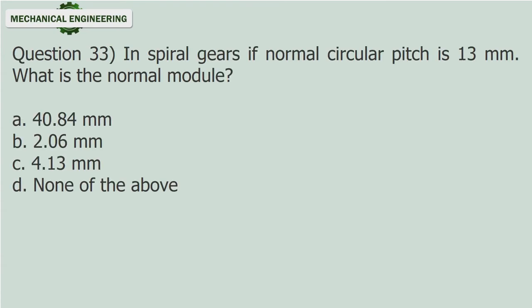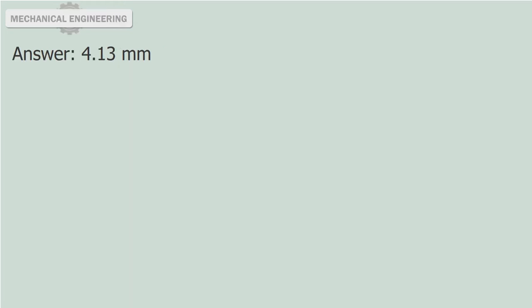Question 33. In spiral gears, if normal circular pitch is 13 millimeters, what is the normal module? A. 40.84 millimeters. B. 2.06 millimeters. C. 4.13 millimeters. D. None of the above. Answer: 4.13 millimeters.